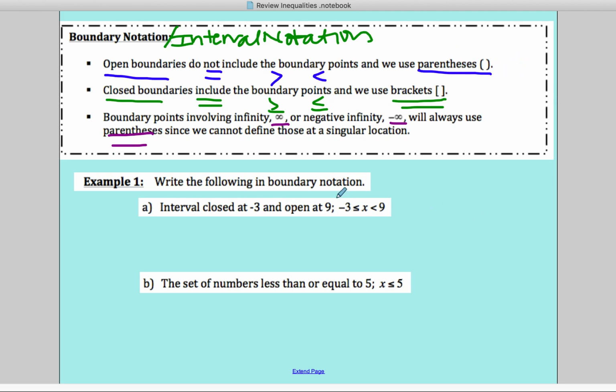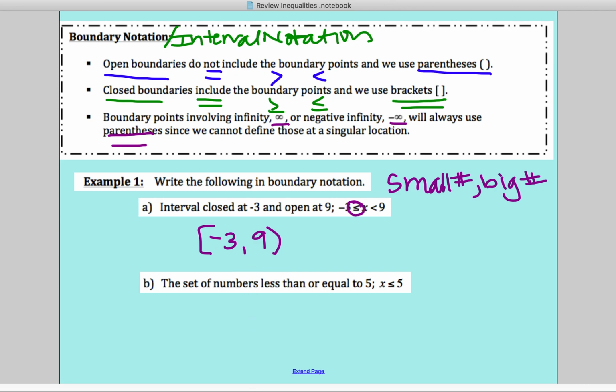So here's a little example. We have -3 is less than or equal to x is less than 9. So we're going to put this into boundary or interval notation. When we are doing boundary or interval notation, we always write the smaller number first. So we do small number, comma, big number. As we read from left to right, -3 is smaller than 9. Now we're closed at -3. Once again, the reason I know I'm closed is because I'm equal to, so I put a bracket there. And then we are not equal to 9, so that one is a parenthesis. So here is -3 is less than or equal to x is less than 9 in interval notation.